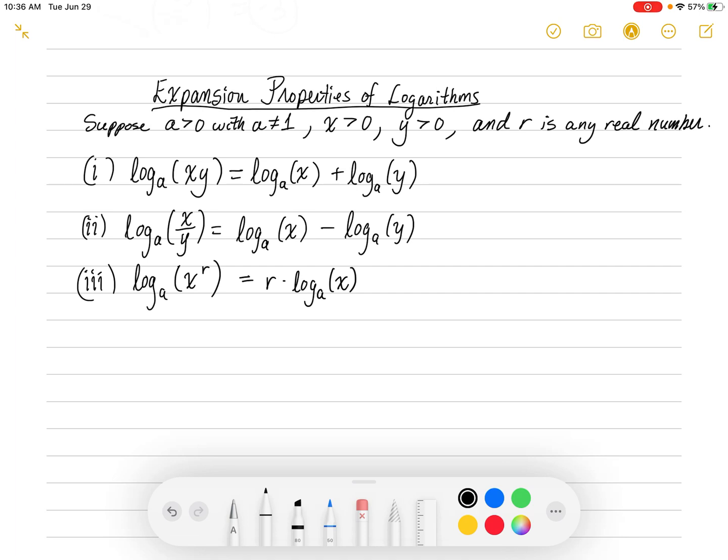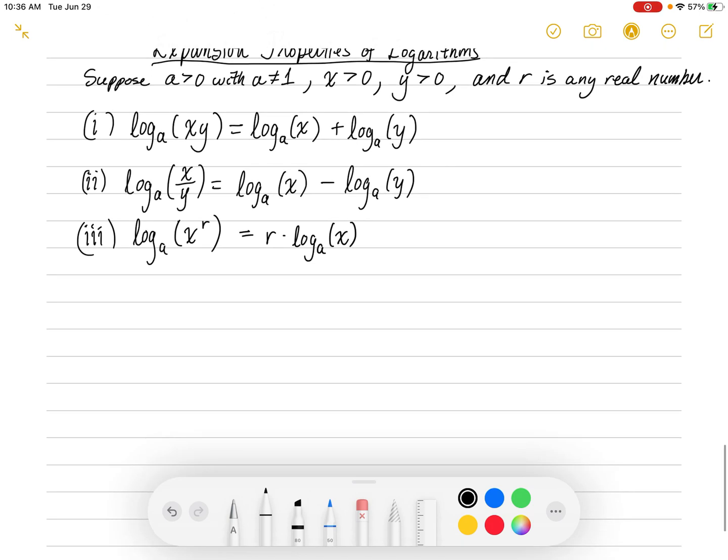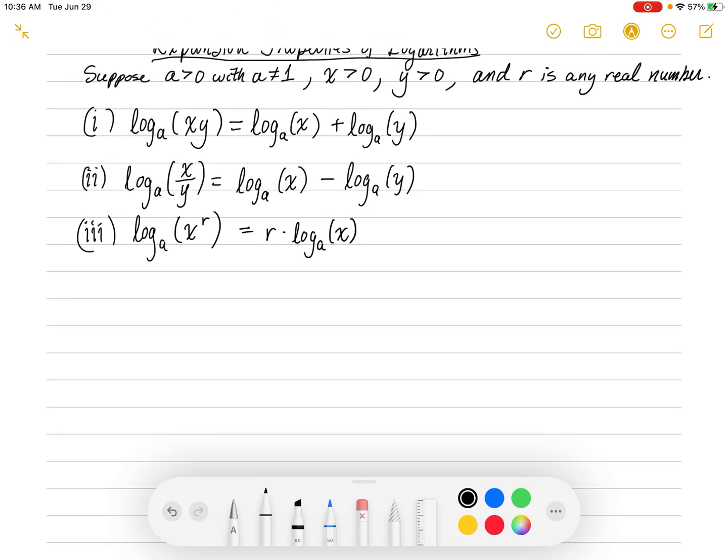So this is our second video on properties of logs. And we want to look at expanding logs. There are three properties of expanding logs. So the background information is, let's say you have a positive number a that's not 1, and then you have three other numbers: x, which is positive, y, which is positive, and r, which can be any real number. It could be positive, negative, 0, whatever r wants to be.